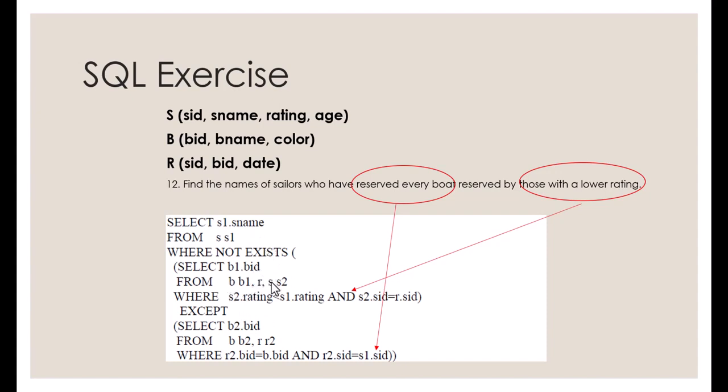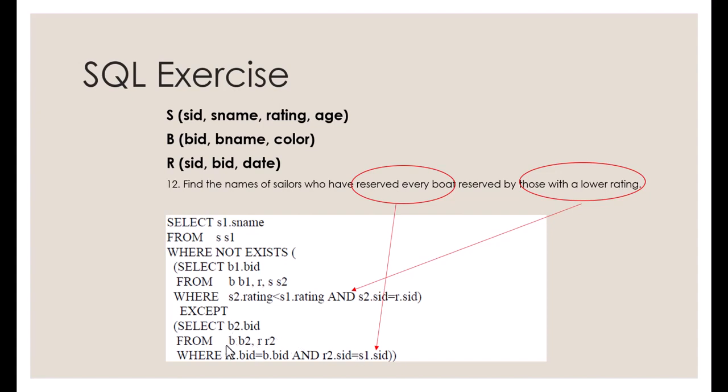We have boat, reserves, and another sailor. Here the other sailor's rating is less than the sailor that we're looking for. So that's S2, those with the lower rating. And then S2.sid is equal, so their sid is in the reservation. Basically, the first subquery will return all the boat IDs reserved by sailors with a lower rating than S1's rating.